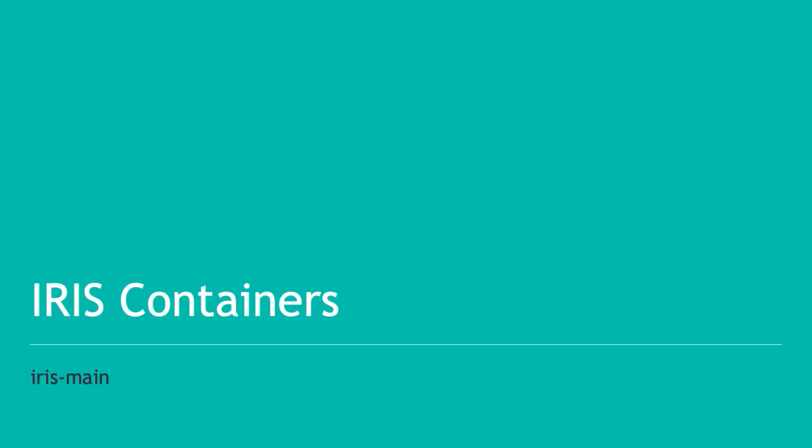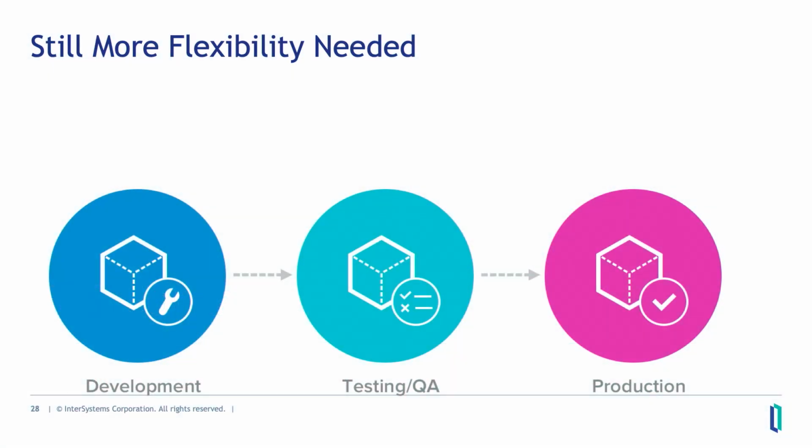Okay, up next is IRIS main. IRIS main is the other key feature we added to IRIS to assist with some of these needs of running a database application in a container. So we still need more flexibility in this environment besides being able to map our configuration outside the container so that it's different in development and production. We still need more flexibility here.